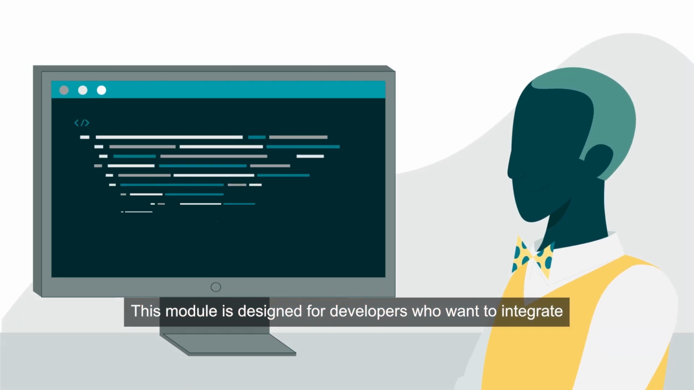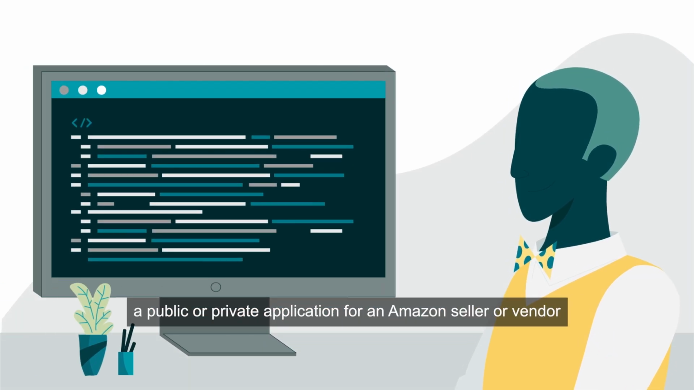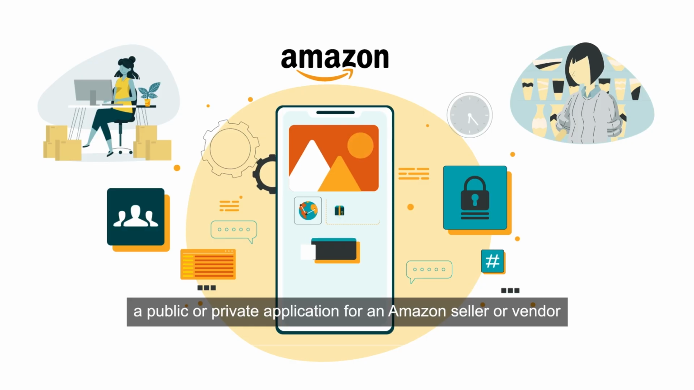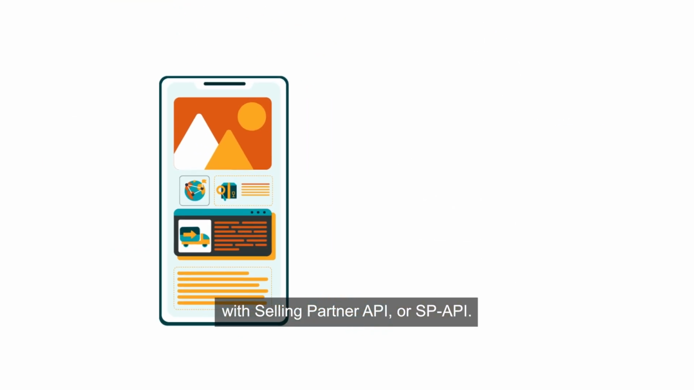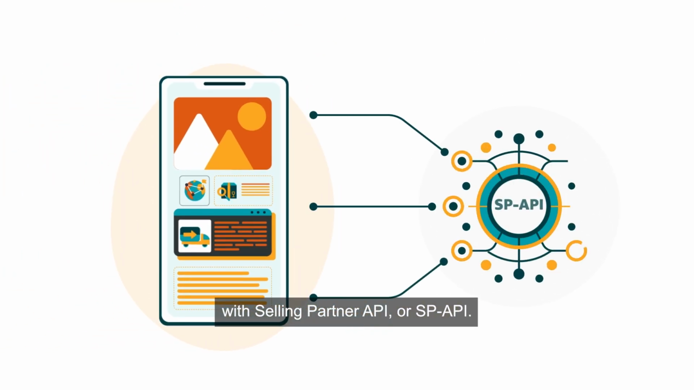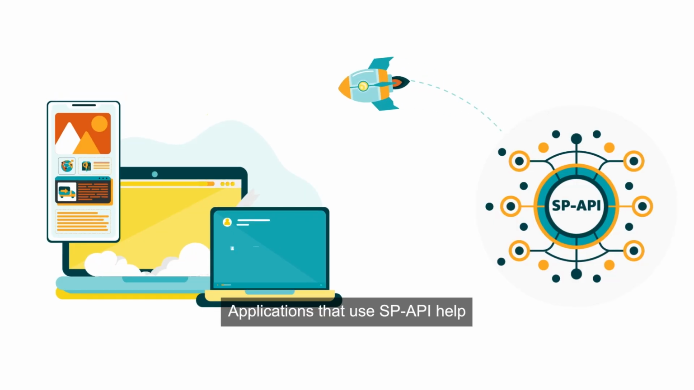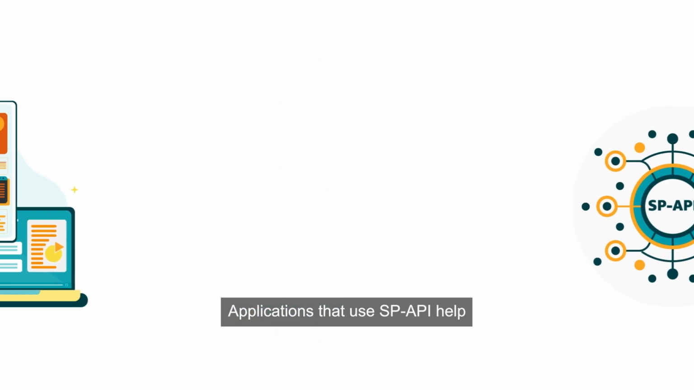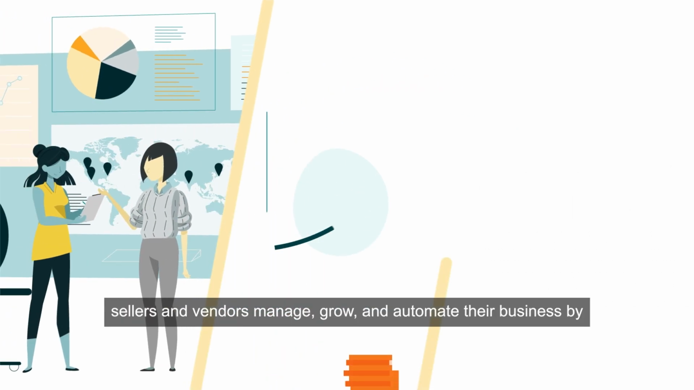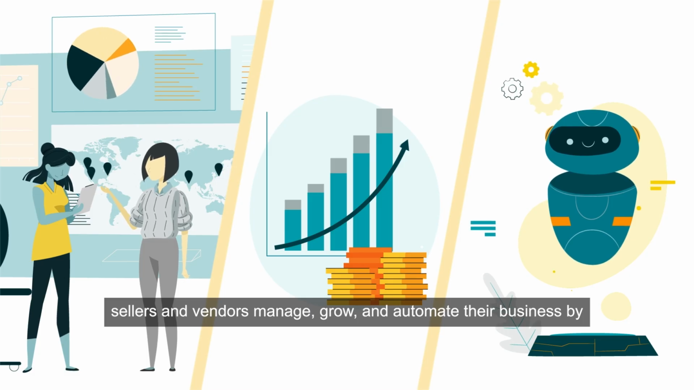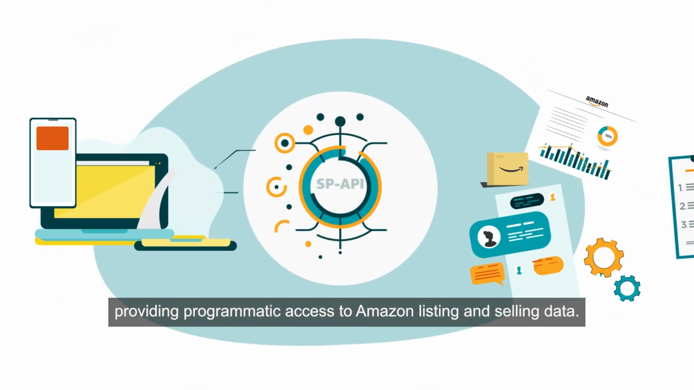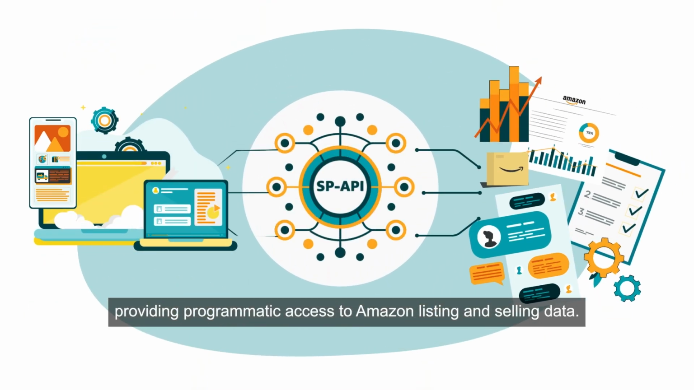This module is designed for developers who want to integrate a public or private application for an Amazon seller or vendor with Selling Partner API, or SP API. Applications that use SP API help sellers and vendors manage, grow, and automate their business by providing programmatic access to Amazon listing and selling data.